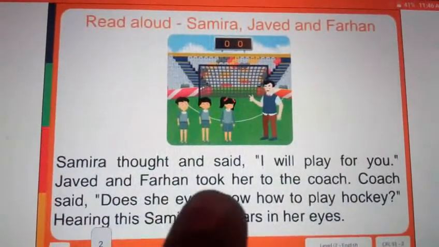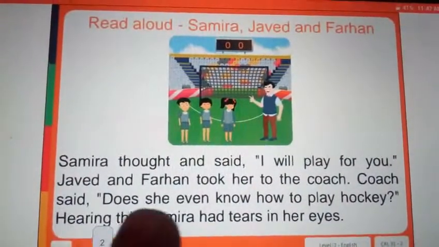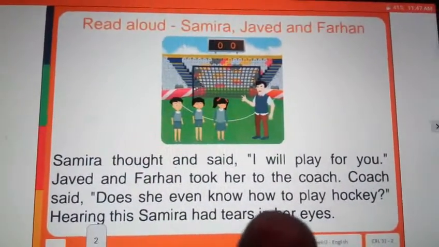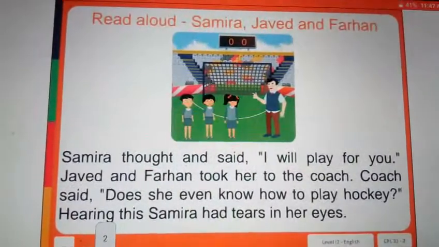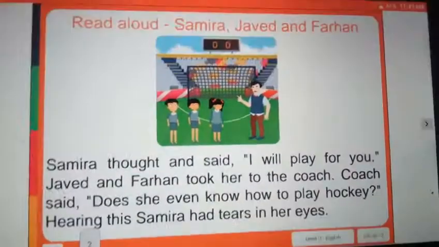Jabbed and Forgone took her to the coach. Coach said, does she even know how to play hockey? Hearing this, Samira had tears in her eyes.